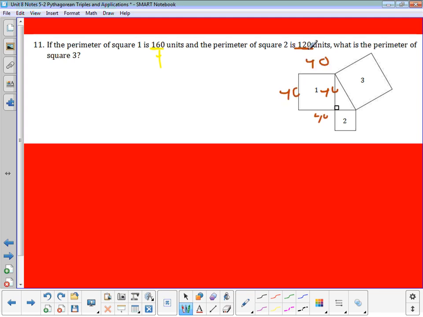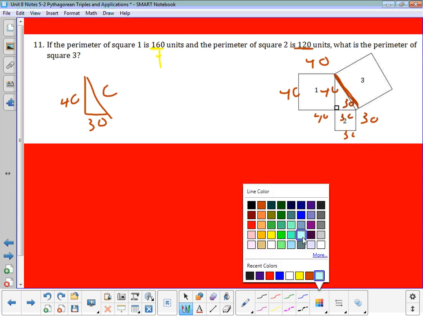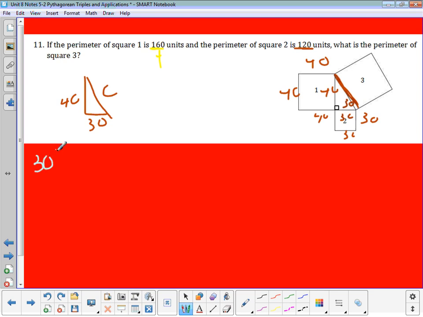Then I'm going to take 120 for square 2 and divide that by 4, and I get 30 for each of these. So now that interior triangle, I have 40, and I have 30, and I have C. Now C is this side length right here, and I don't know what it is, so I'm going to use the Pythagorean theorem because that's going to help me get my third side length. So I have 30 squared plus 40 squared is equal to C squared.